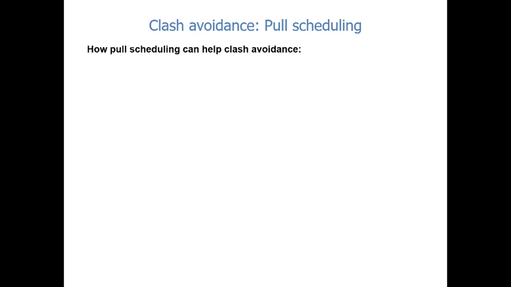So how can pull scheduling help clash avoidance? After you've seen what pull scheduling is, can you think how pull scheduling can help clash avoidance? Any summary? No? Seems to be out.